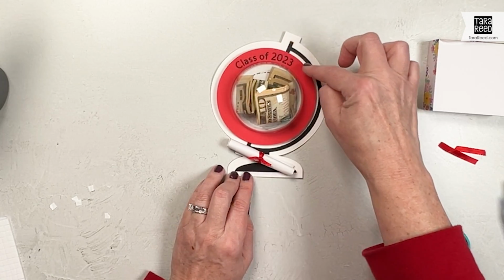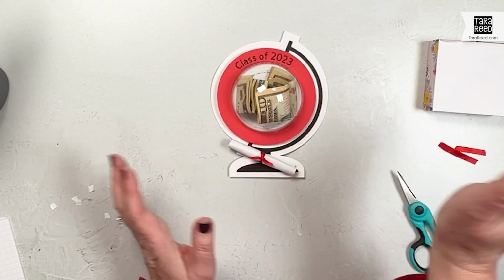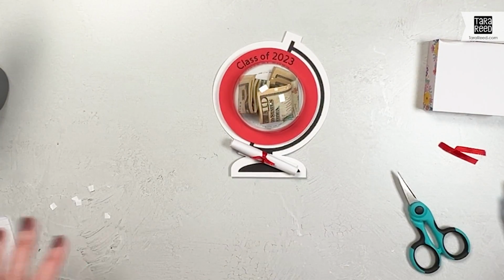You could have printed and have it say class of 2023 going all the way around. You could put the school name, anything that you want. So that is how easy that is to do.